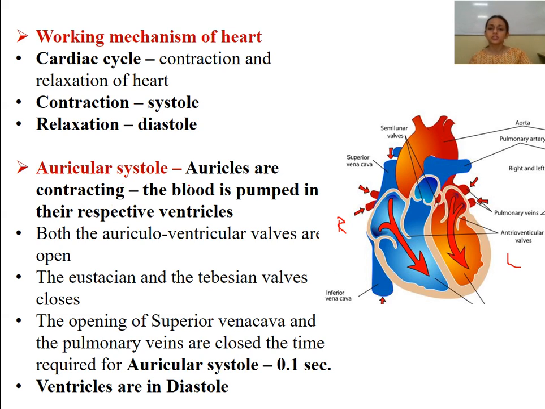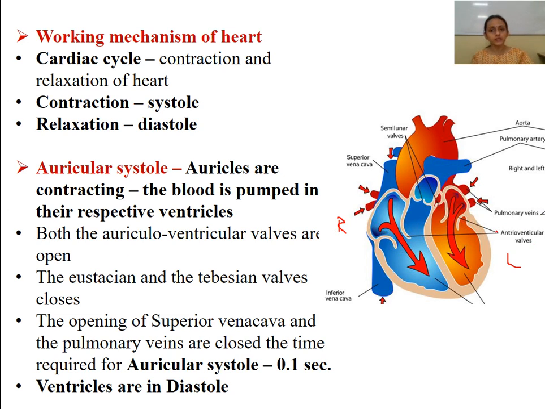Okay. So auricle systole, what is auricular systole? Here the auricles are contracting. And when we say the auricles are contracting, that means the blood is pumped from the respective auricles to their respective ventricles. How is this pumped? So when the auricle contracts, both the auricular ventricular valves open. So both the right and the left atrium, the auricular ventricular valve, it opens.